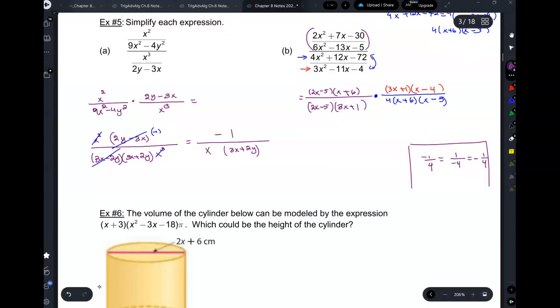All right, so what cancels here? These go away, first of all. These, oh wow, x plus 6. Okay. All right. Pretty much everything. So we have left x minus 4 over 4, x minus 3. Okay.